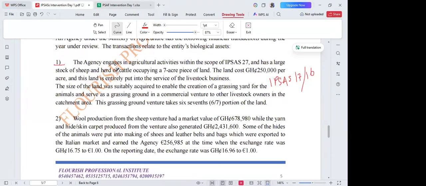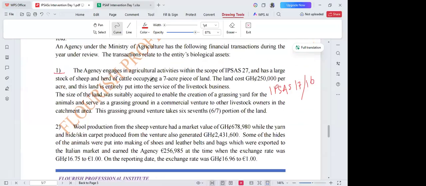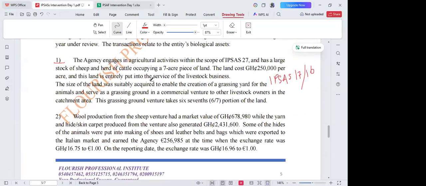So we are done with the first one. Let's go to the second. Yeah, Ransford, you have a question? Yes, sir. Under what condition will it be treated under agriculture? There is no condition to be treated under agriculture. Land is a PPE item or an investment property item. Okay. It's not agricultural, neither is it a biological asset. Okay, sir. Thank you.